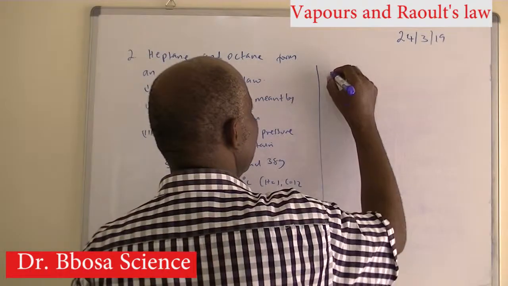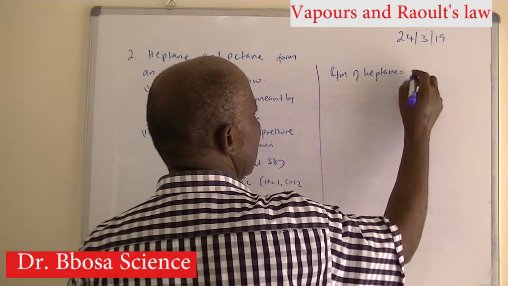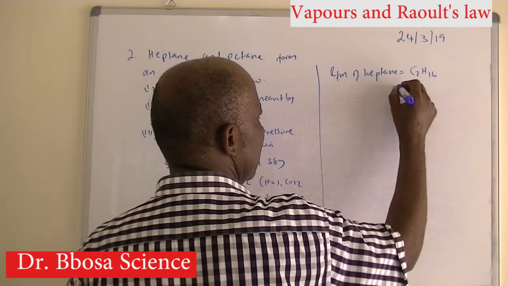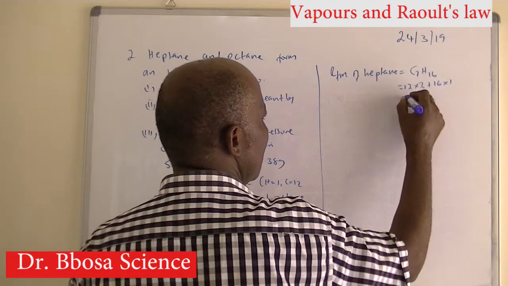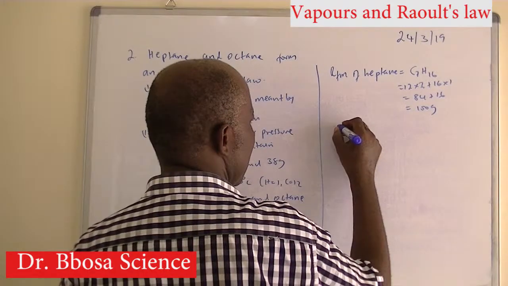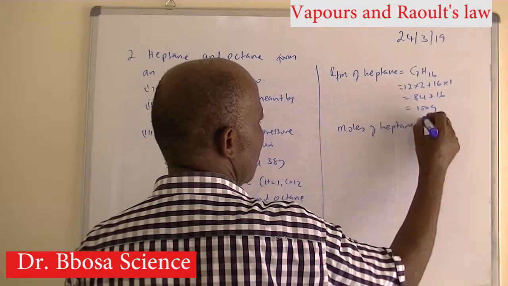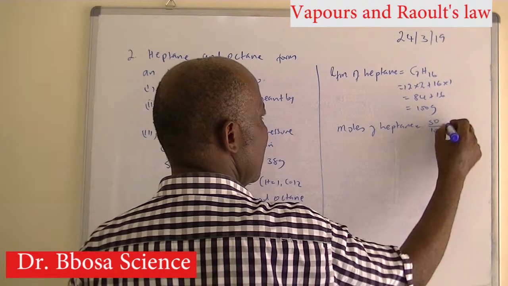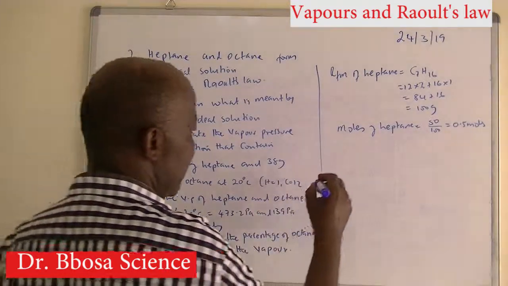So, heptane. The RFM of heptane, C7H16, will be equal to 12 times 7 plus 16 times 1, which is equal to 84 plus 16, which is equal to 100 grams. Then the moles of heptane will be equal to 50 grams over 100, which is equal to 0.5 moles.